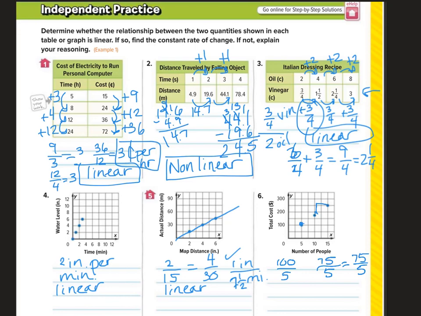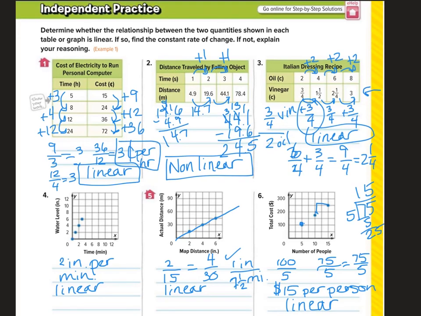So let's simplify that with 75 divided by 5. 5 goes into 7 one time, so 1 times 5 is 5. So 15. So $15 for every person is the constant rate of change. That means that it is linear as well.